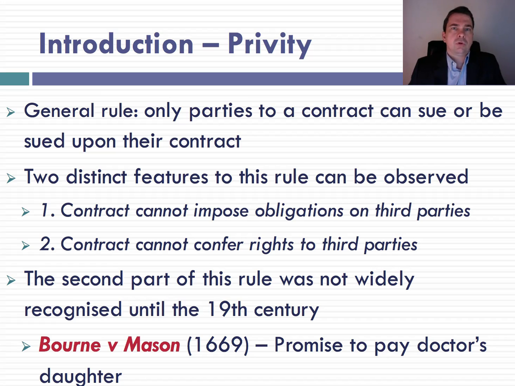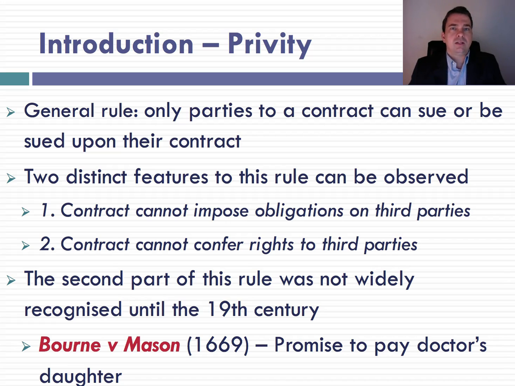The first rule, which has been widely accepted throughout the history of contract law, is that when you form a contract, you cannot impose obligations on third parties. So parties A and B forming a contract can only impose obligations on each other, not on third parties. This is fairly obvious and not controversial. Indeed, we'll find that there's only really one minor exception to this part of the Doctrine of Privity.